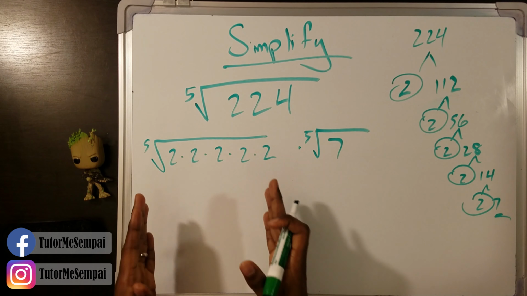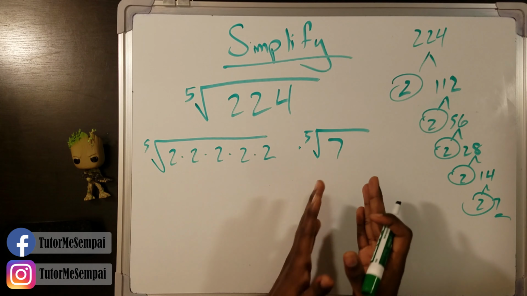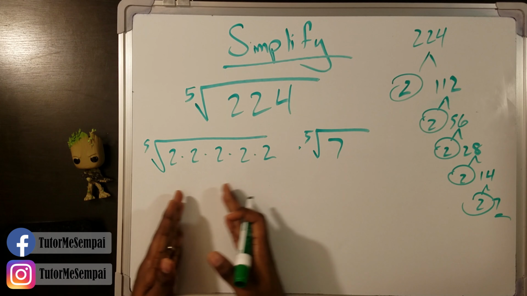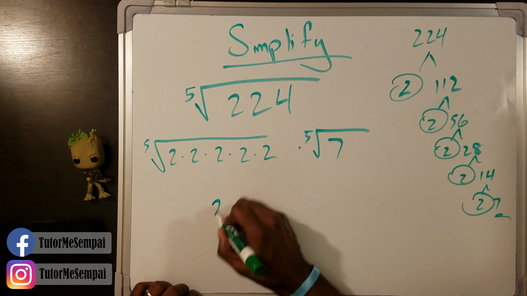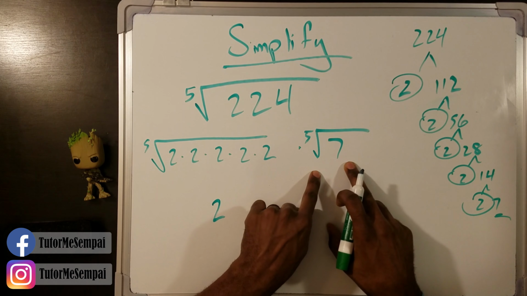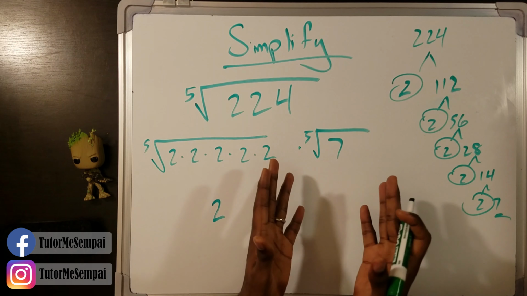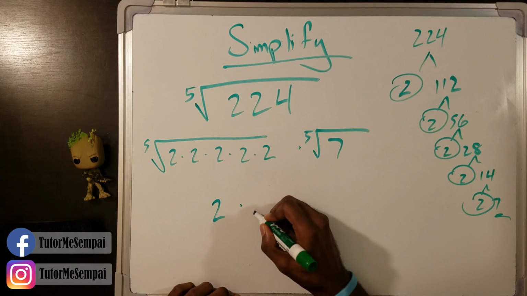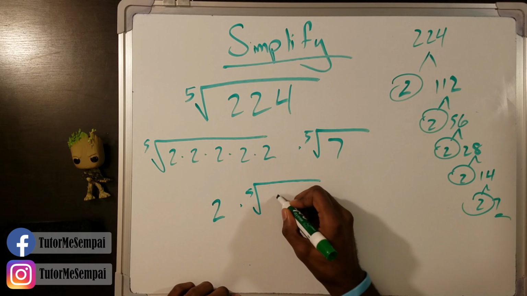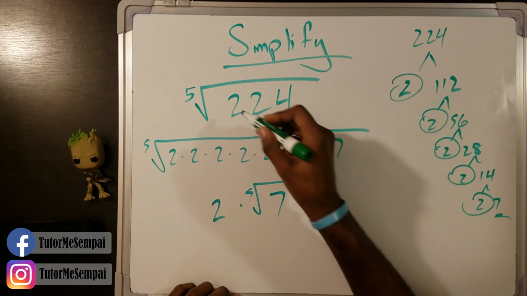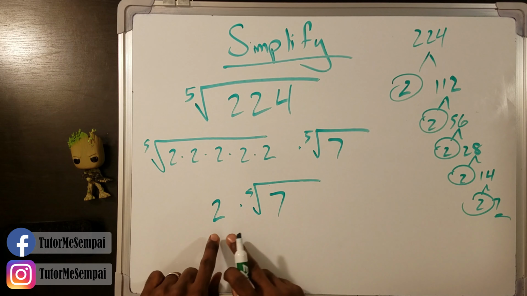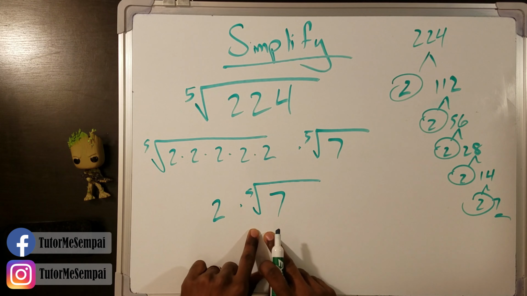And remember, you broke this up into your perfect and your non-perfect, so you don't even have to worry about doing any extra steps here. We can simply write the answer for this to be 2. And this is our non-perfect. There's nothing else we can do with this, so we simply bring it down, and that's going to be 2 times the 5th root of 7. We have now simplified the 5th root of 224 to be 2 times the 5th root of 7.